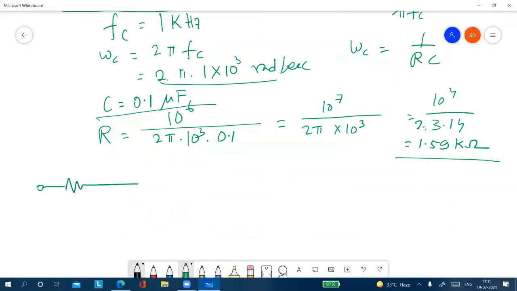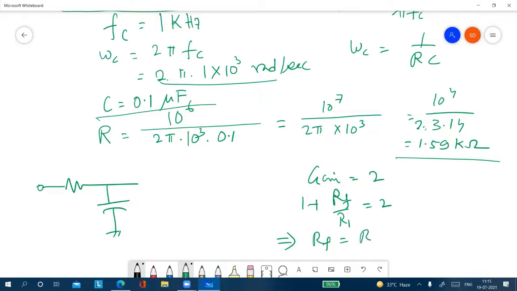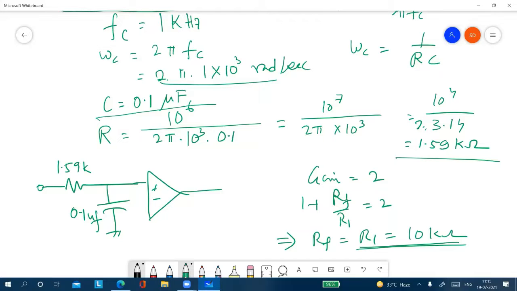Now assume the gain is equal to 2. The gain, we know, is 1 plus Rf by R1 equal to 2. Then in that case, Rf equals R1. If we consider R1 equal to 10 kilo ohm, then Rf will be 10 kilo ohm also. That means this one is 1.59 kilo ohm, this is 0.1 microfarad, and then we have an op amp. This one is the op amp, and this is 10 kilo ohm.